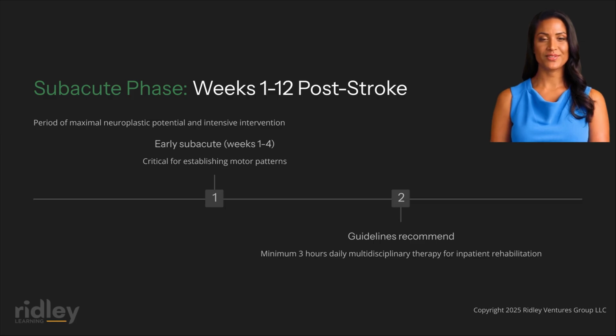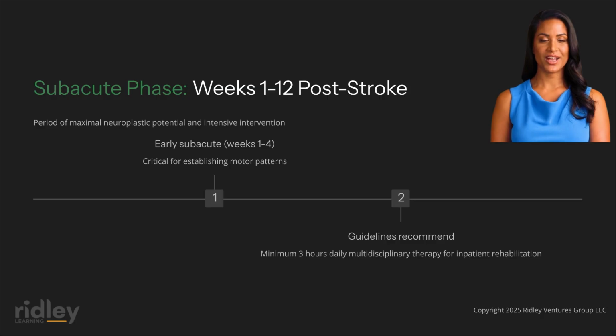through 12. The early subacute window is considered particularly critical for establishing motor patterns and preventing learned non-use of the affected extremities. The neurobiological rationale for intensive intervention during this period relates to the enhanced synaptic plasticity, neurogenesis, and cortical reorganization that characterize the post-stroke brain during the first several months of recovery.